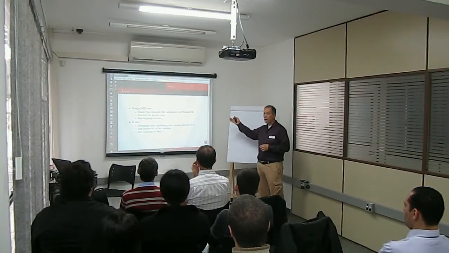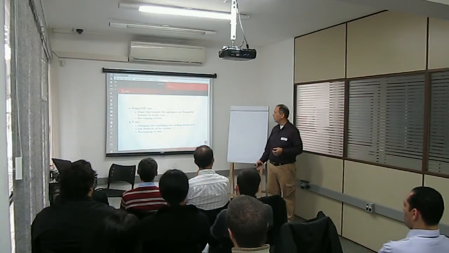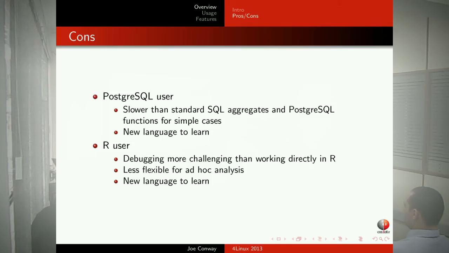Some of the negative things about using PLR. If you're a Postgres user and you're doing something you can do in SQL, there's a SQL aggregate for standard deviation. You could write standard deviation using PLR. It'll work, but it will be slower. The built-in functions are faster. So if there's a function built in, don't use PLR. But there are many functions you can do with PLR that are not built in that would be very difficult to do otherwise.